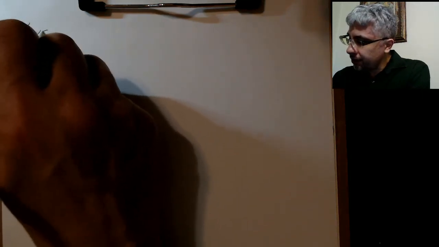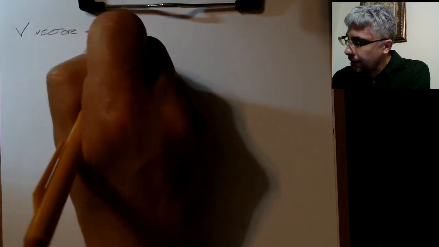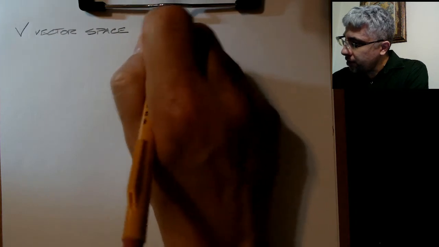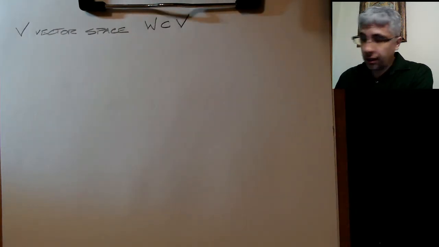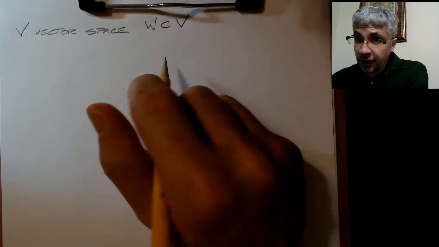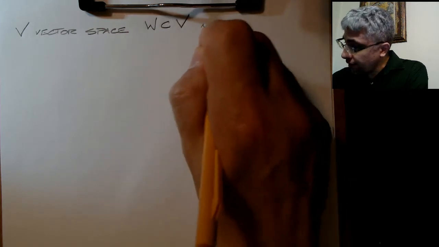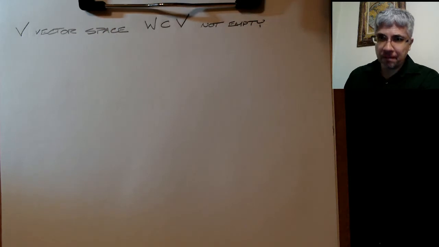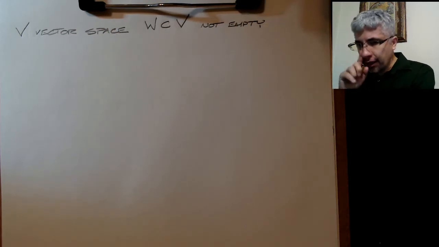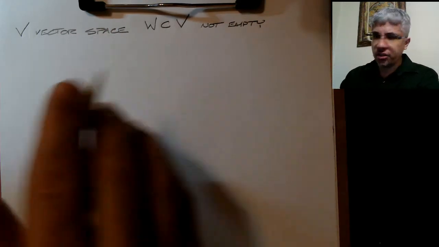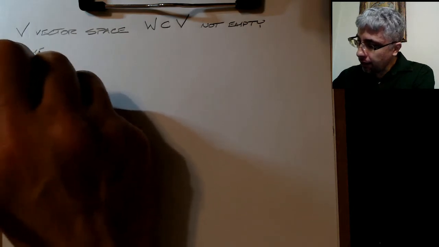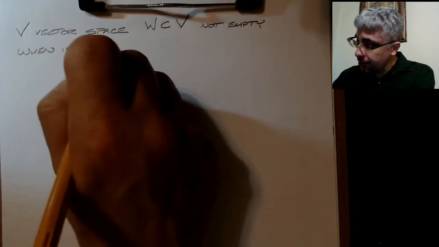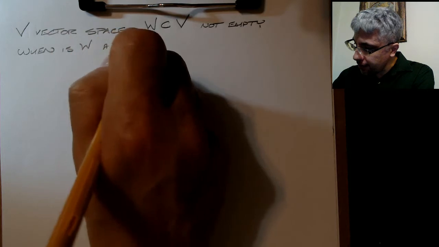So V is a vector space. And what I'm going to do is take some W, which is a subset of V, and W is not empty. So we're going to take at least one vector. We're not going to take nothing. Okay, so under these conditions, when is W a vector space?